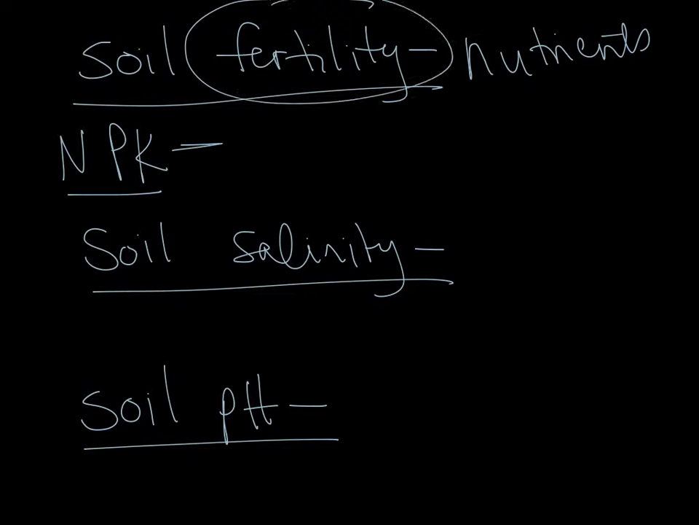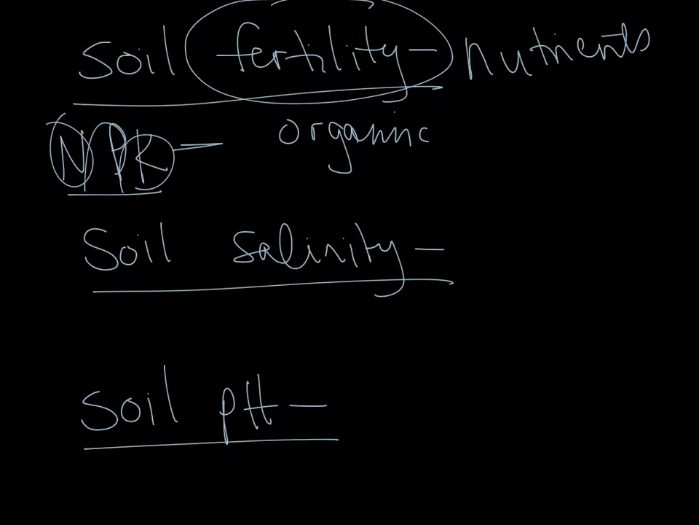But soil fertility is linked to the organic matter that is in the soil. And so organic matter is what's going to bring in some of that nitrogen and the phosphorus and the potassium. So that's what soil fertility is. How well will things grow in it?